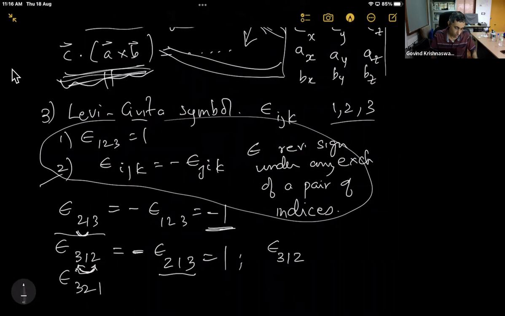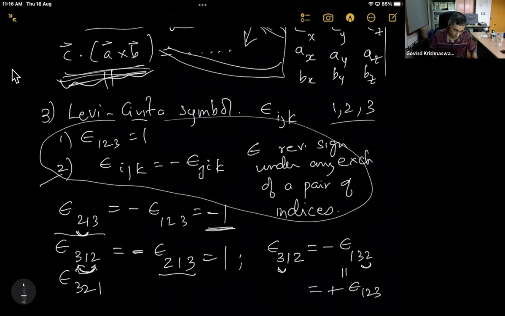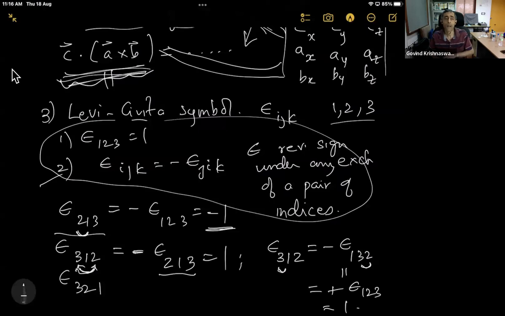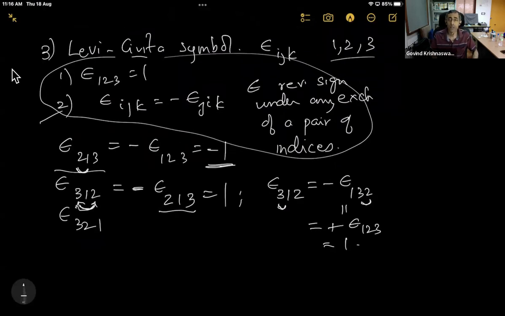I want 3, 1, 2. I will do 2 steps. I can go to minus epsilon 1, 3, 2. Yes, exchange the first pair, and then exchange the second pair. So that will be plus epsilon 1, 2, 3, which is plus 1. So however you wish, you proceed by succession of exchanges, each of which costs you a minus sign.